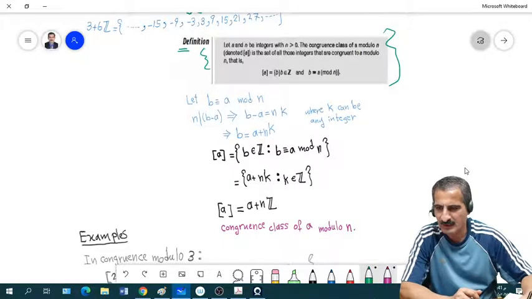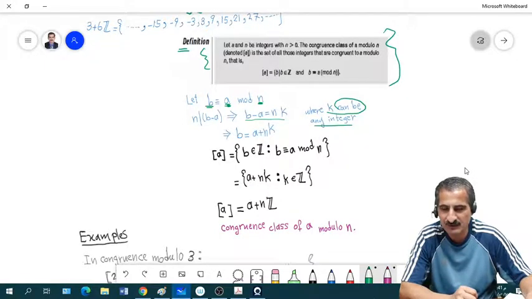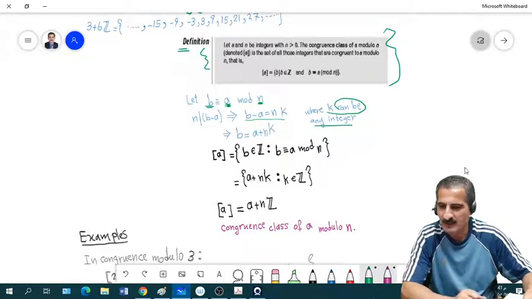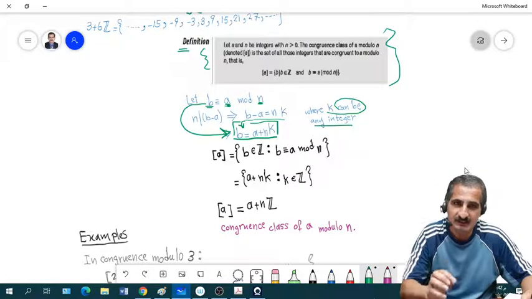I will start here. Assume B is congruent to A. So we have N fixed, A fixed, and B is congruent to A. That means N divides B minus A, which means B minus A is a multiple of N, that is N times K, where K can be any integer. It can run over any integer. And this means B equals A plus NK. So if B is congruent to A, then B equals A plus NK.